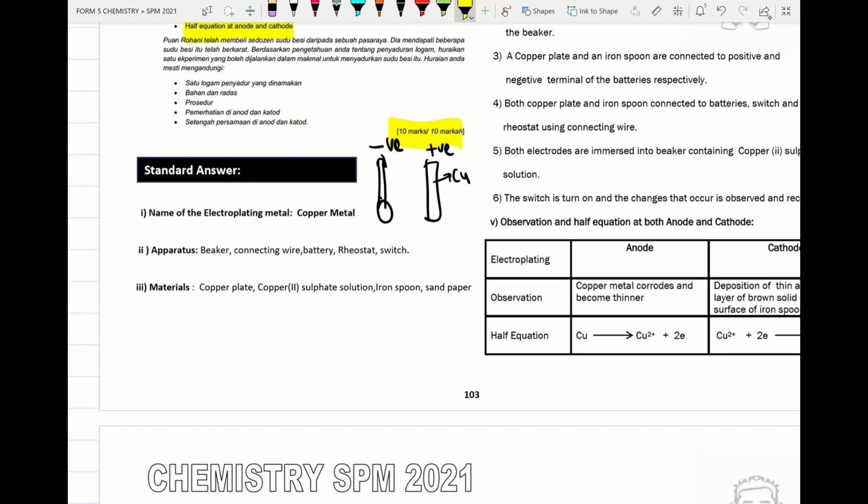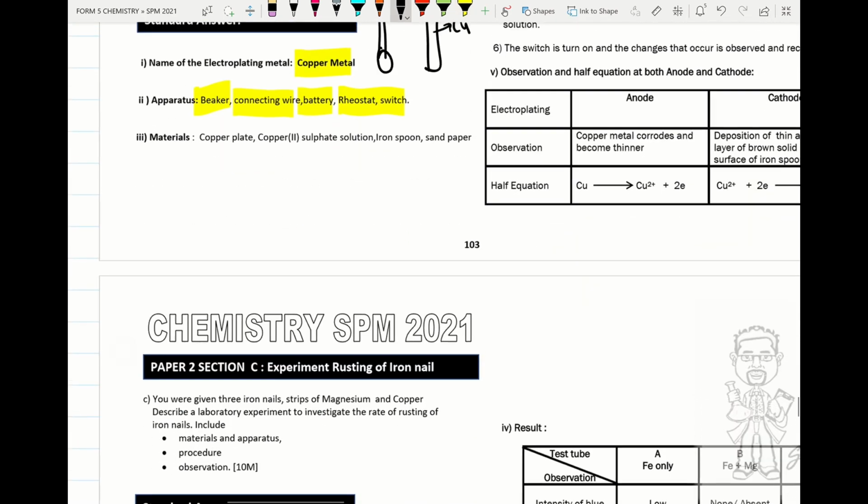So I take a copper electrode. The name of the electroplating metal will be copper. We can take silver also. Apparatus: beaker, connecting wire, battery, rheostat, and switch. All right, so how to draw this experiment setup?